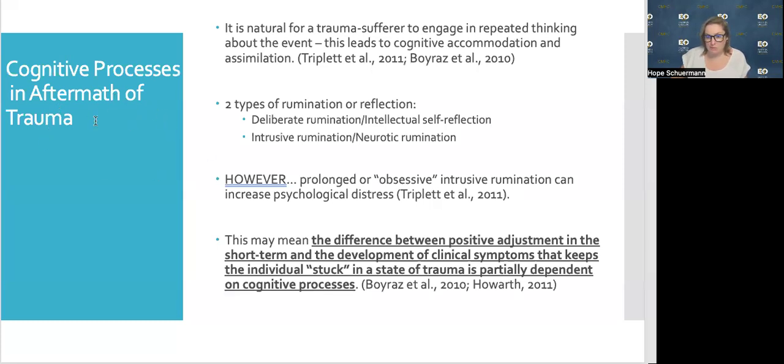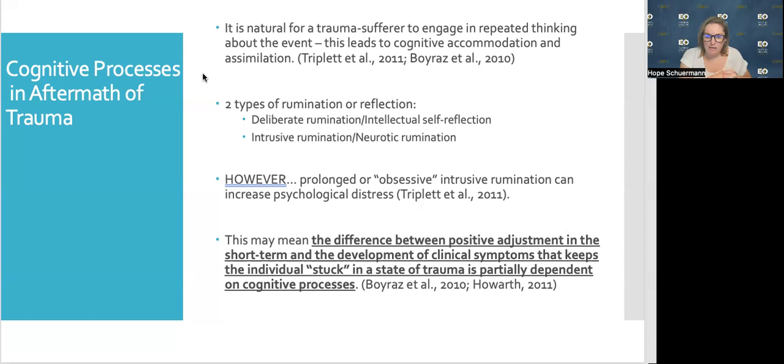So after a person experiences a trauma, it is very natural for the person to engage in repeated thinking about the event. That could be called rumination or reflection. There are two different types of that. Deliberate, meaning the person is bringing those things to mind and thinking about them purposefully in a self-reflective way. Or intrusive rumination, which occurs when it happens without the client meaning for it to. A trigger may cause this. It could be a nightmare, or other times where the client does not have control over their rumination.